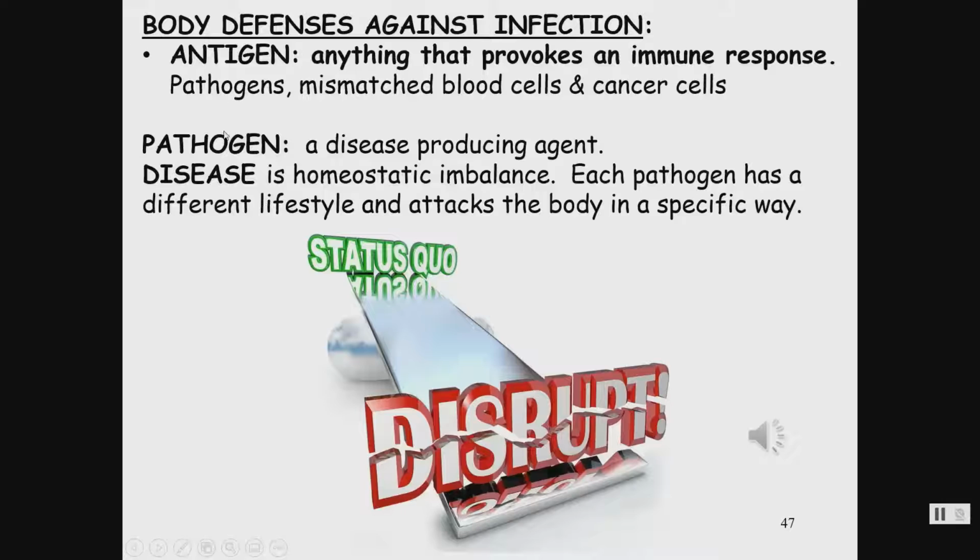Pathogens, which are disease-producing agents, whether they're viral, bacterial, fungal, parasitic, whatever that may be, mismatched blood cells, and cancer cells. Those are all considered antigens. Pathogen, the genesis of disease, once again, is a disease-producing agent. Disease is homeostatic imbalance. Each pathogen has a different lifestyle and attacks the body in a specific way.